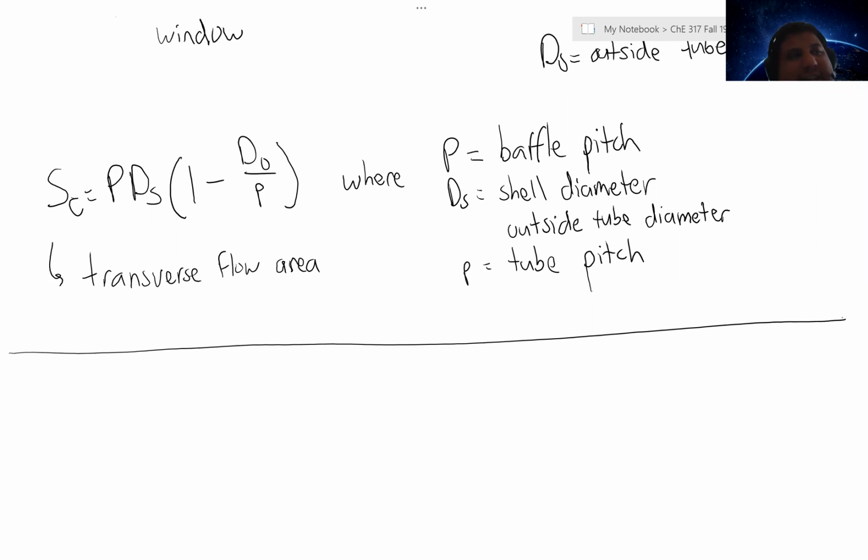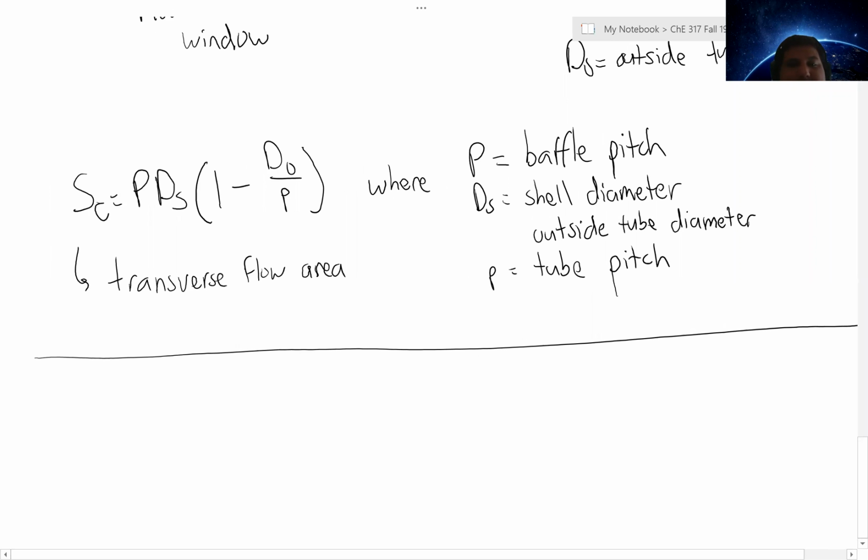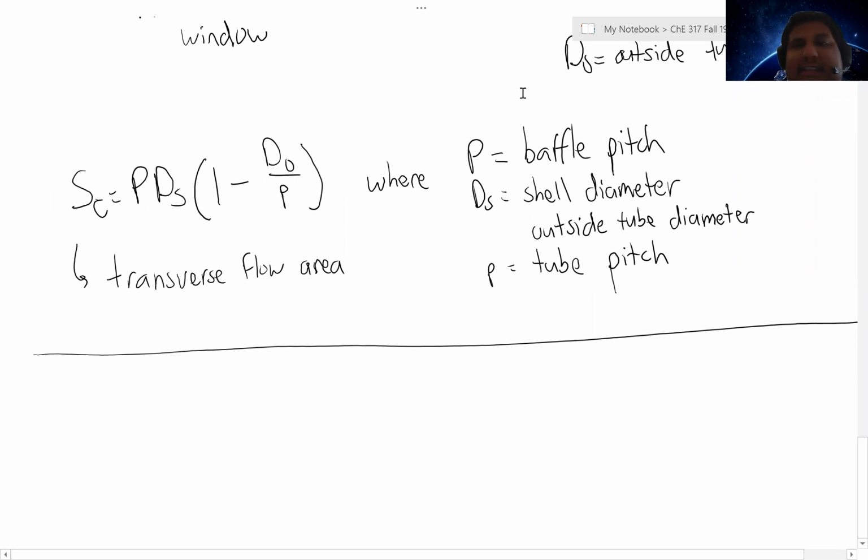So it wouldn't hurt to make yourself a little flow chart or step-by-step guide on solving for the overall heat transfer coefficient of a shell and tube heat exchanger. So let's take a look at an example.